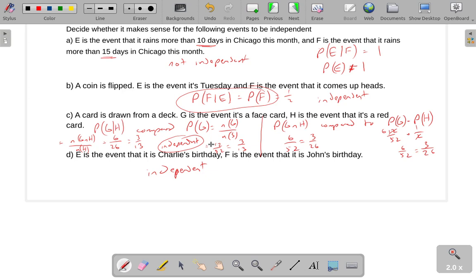You could actually make the argument that these are not independent because birthdays tend to swell during certain times of the year. If it's Charlie's birthday, then it's more likely to be during the high point of the year where you have more birthdays, which means it would also be more likely to be John's birthday. So you could make the argument, but it's a little more complicated. I would say just in general, keep this simple. I would say that they're independent.